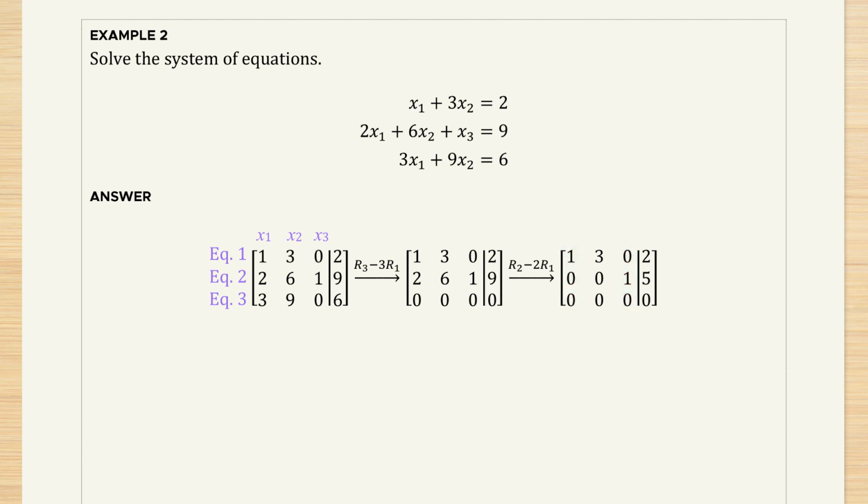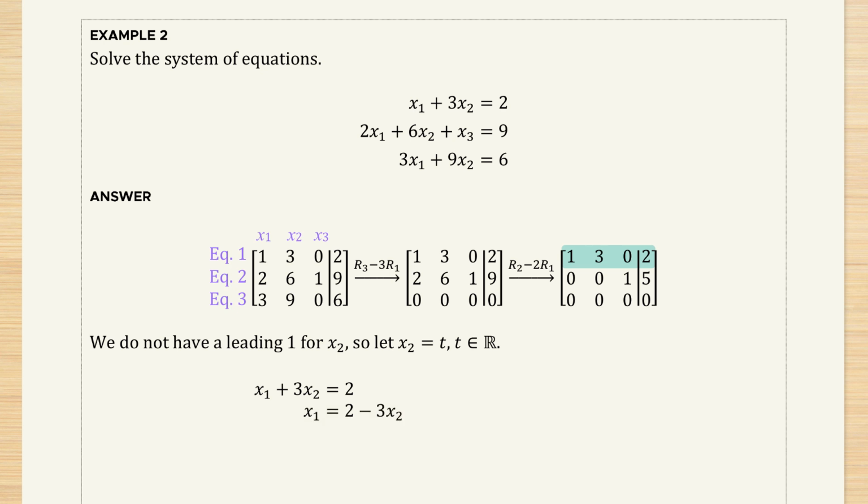We now interpret this augmented matrix. The second column, corresponding to x2, does not have a leading 1. We're going to assign parameter, let's say t, to x2. Equation 1 tells us 1x1 plus 3x2 equals 2. Solving for x1, we subtract 3x2 from both sides of the equation, replacing x2 with t. x1 is 2 minus 3t, and x3 we read off as equal to 5.